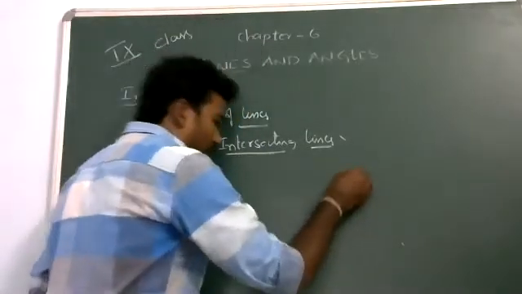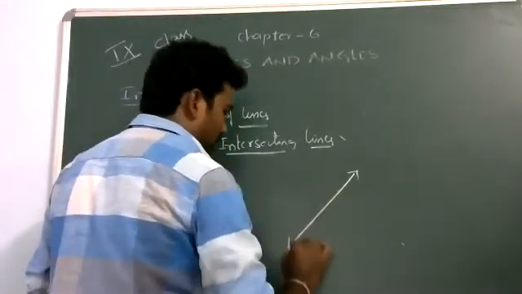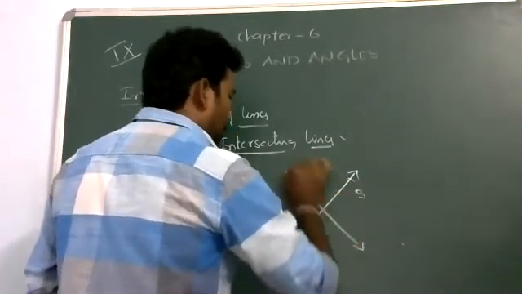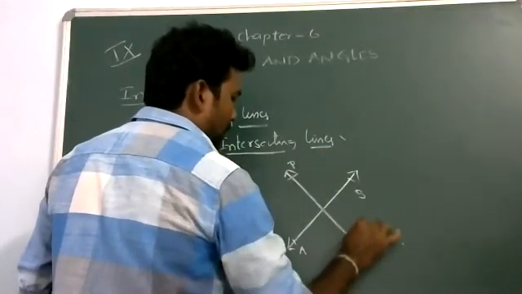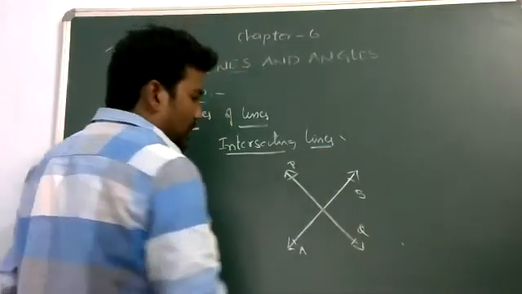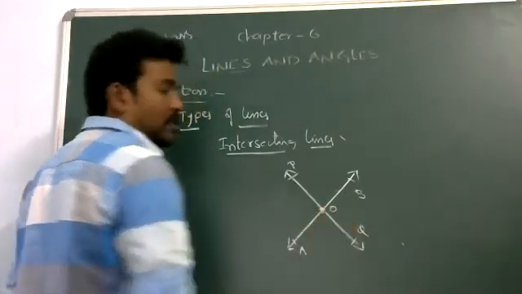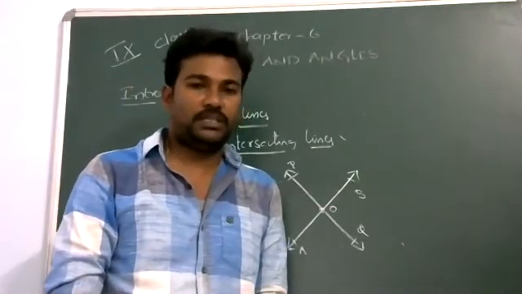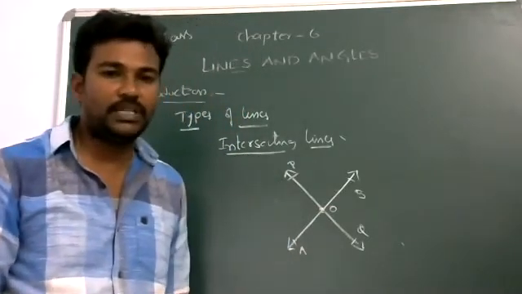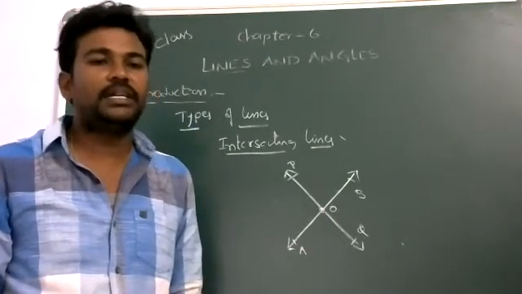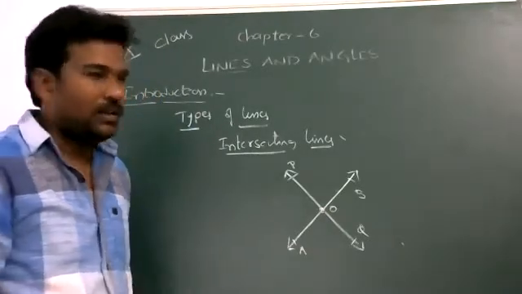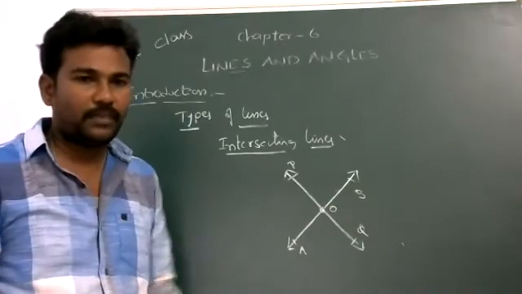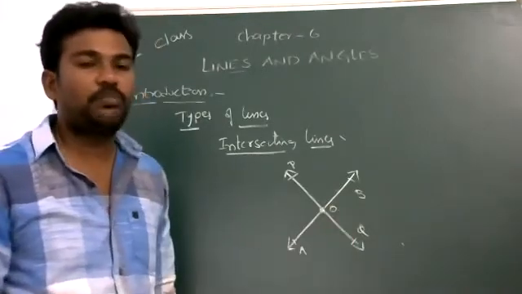Suppose here you can take two lines like AB and then the second one is line PQ. Is it clear? So now this point you can assume as O. So if two lines have a common vertex, then those lines are called intersecting lines. And this point is called the point of intersection. This vertex is called the point of intersection.